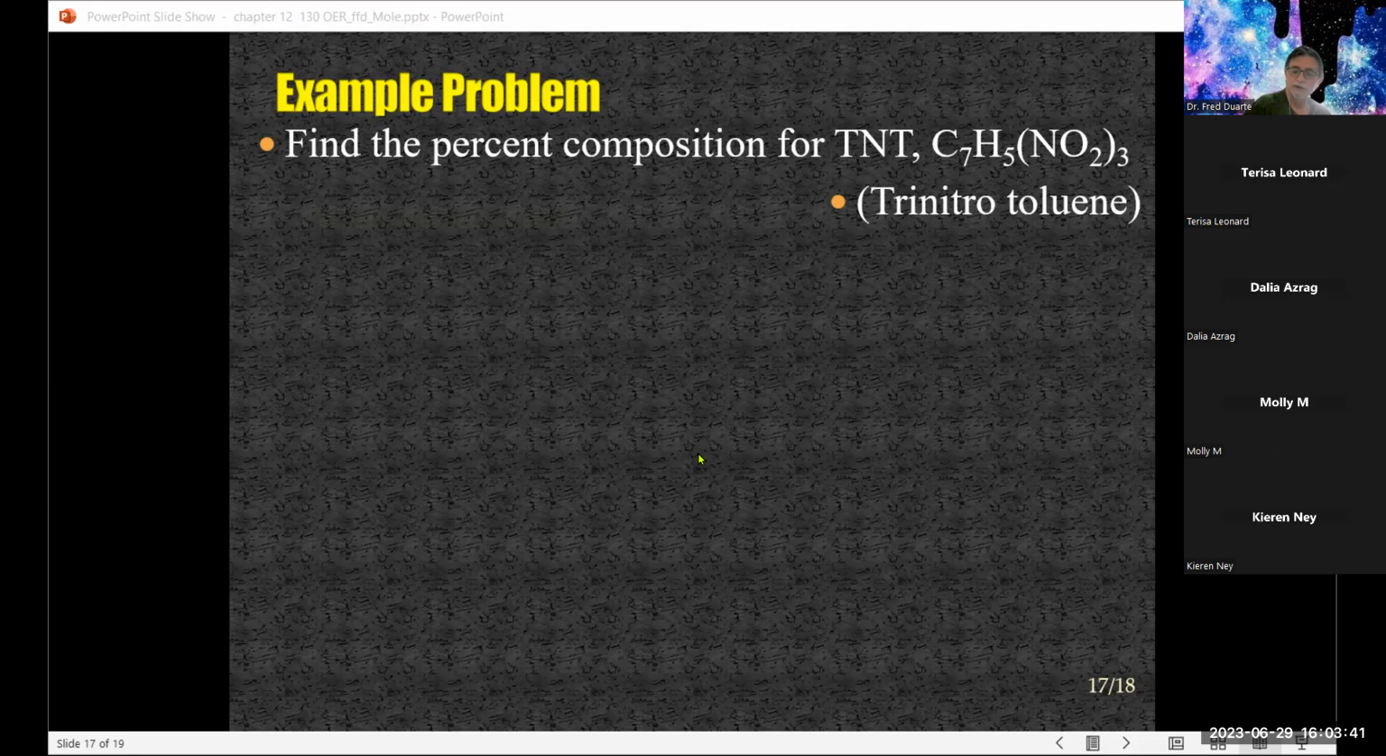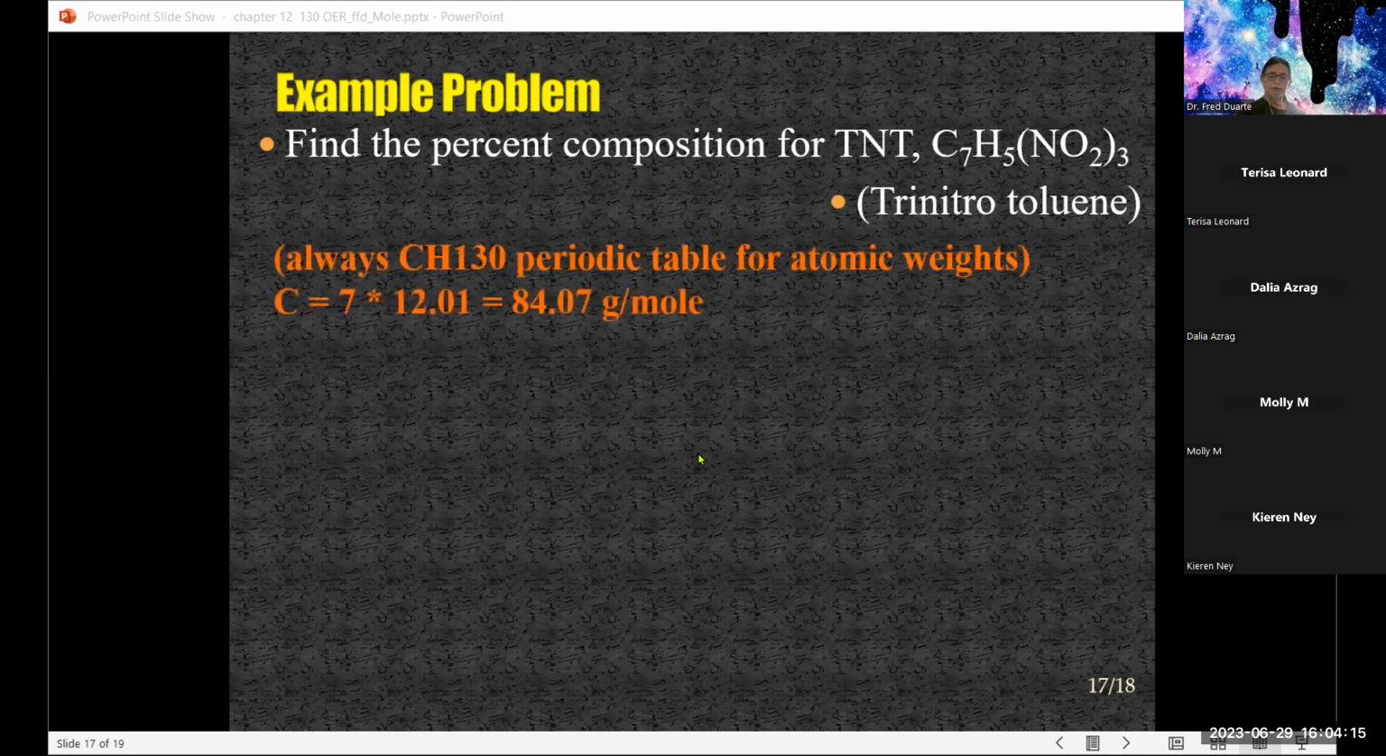Anyway, to find out the percent composition, what we do is we first tally up and determine the molar mass. We identify how many atoms we have of each. We have 7 carbons, 5 hydrogens. How many nitrogens do we have? 3, yeah. And how many oxygens? 6. You got it. So with that information, we can now tally it up and figure out the molar mass.